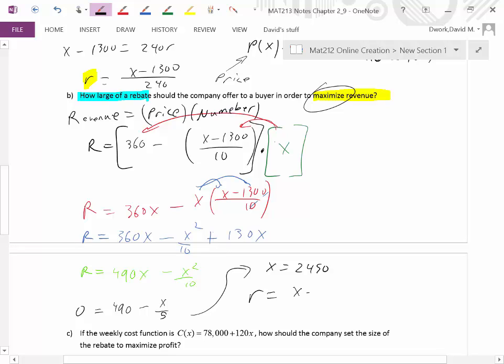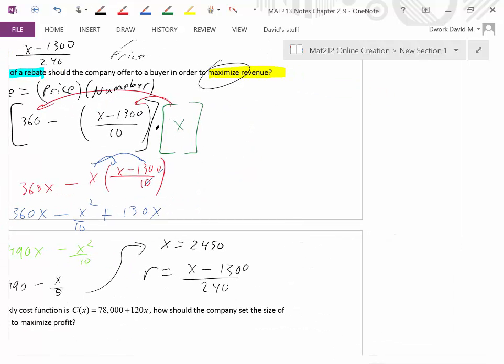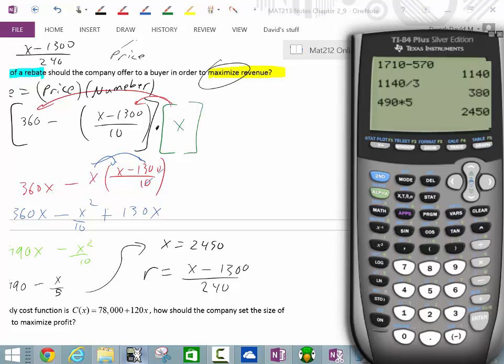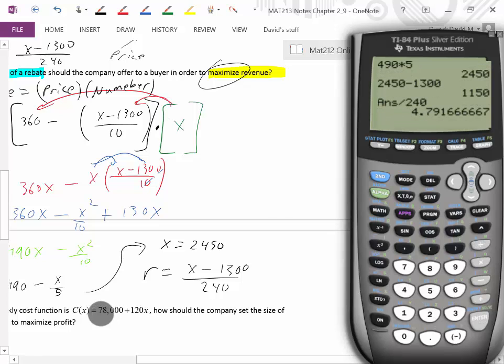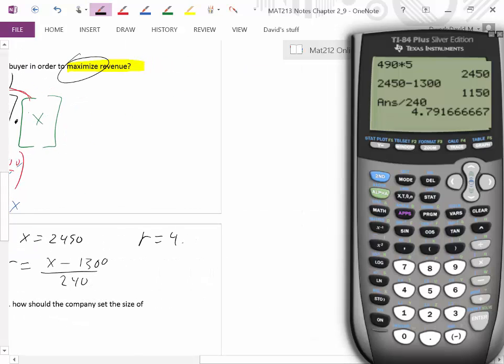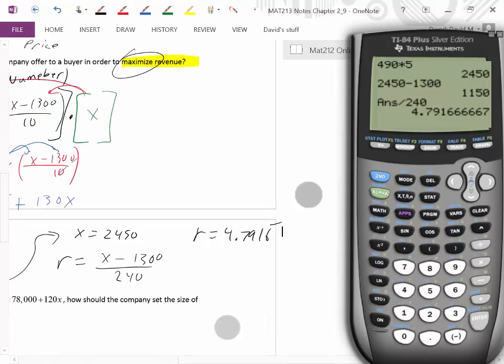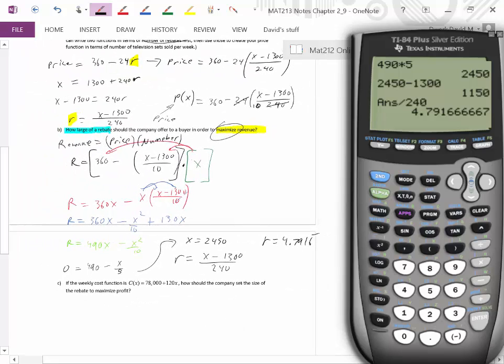We know rebates is equal to x minus 1,300 divided by 240. So, if we substitute in, we now know what x should be. So let's go ahead and do that. So let's sub that in. So that's going to be what? 2,450 minus 1,300. And then take the answer of that, divide by 240. And that's going to give us R is equal to 4.7916, repeating. I hope I didn't make a typo there. That seems okay. All right, so what does that mean?